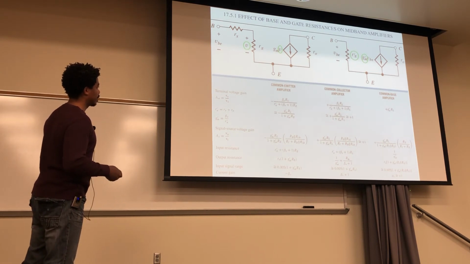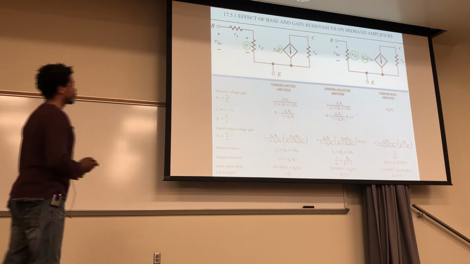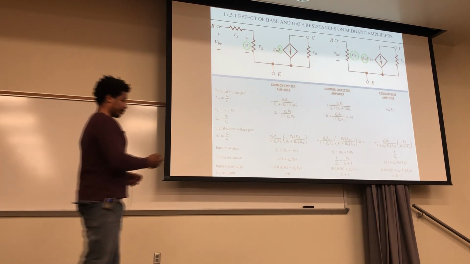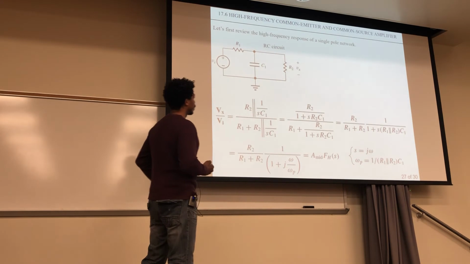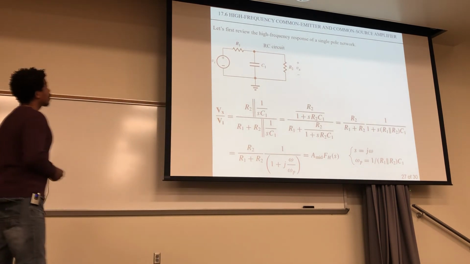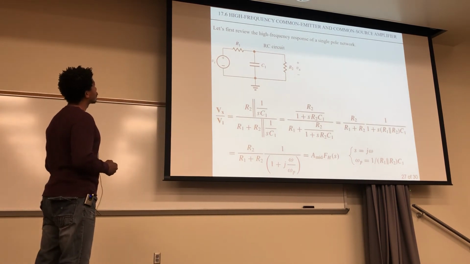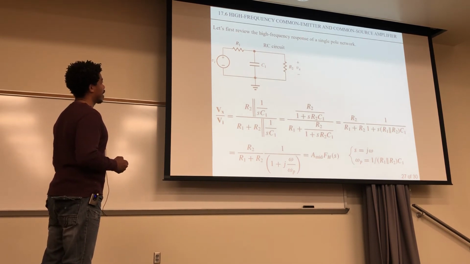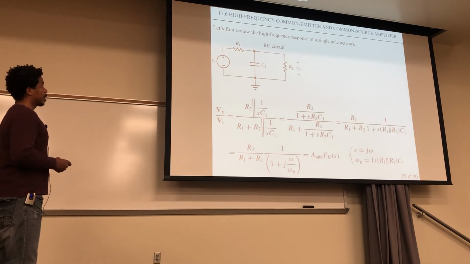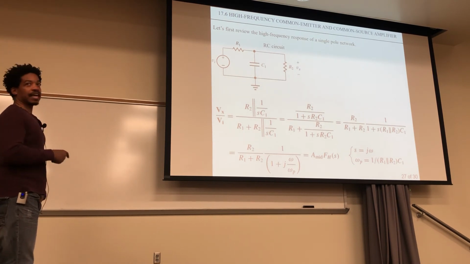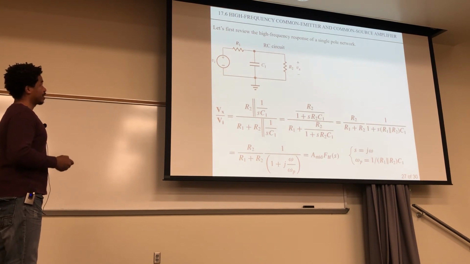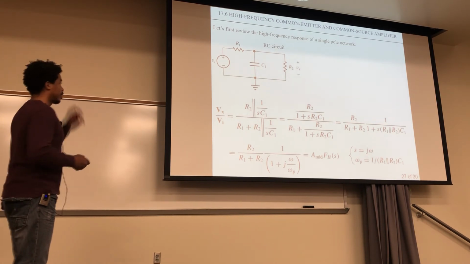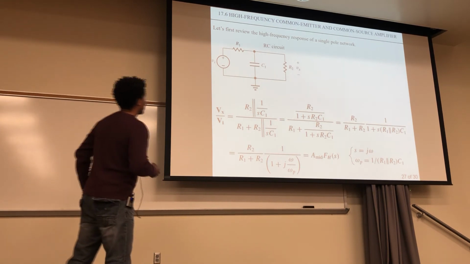Okay, so now let's look at the high frequency response of the common emitter and common source amplifier. We'll start this analysis by looking at an RC circuit, and then we'll add some components to the RC. In looking at this RC, the Vout over Vin is this, and you could probably do this just by inspection.